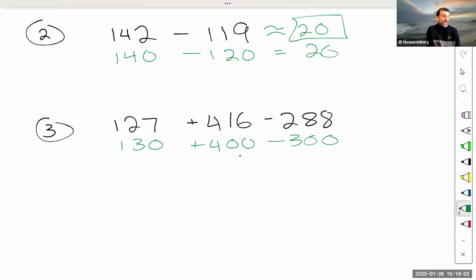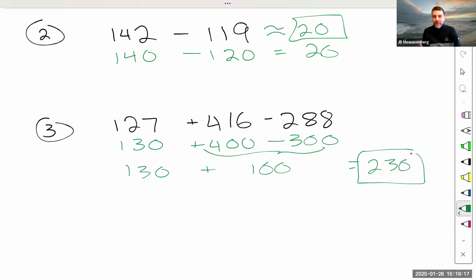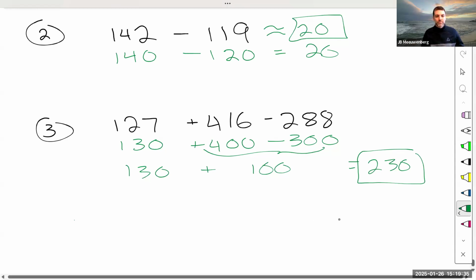When I calculate this, I might even do this first and say 400 minus 300 is 100. And then 130 plus 100 is 230. Again, you didn't have to do it like that. That was just how I saw it. And again, you can make some of your own judgments when it comes to approximations.